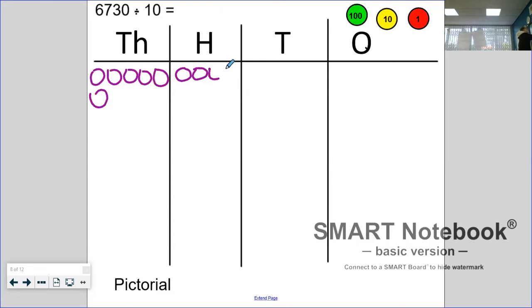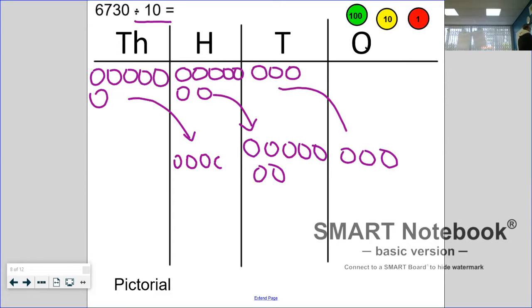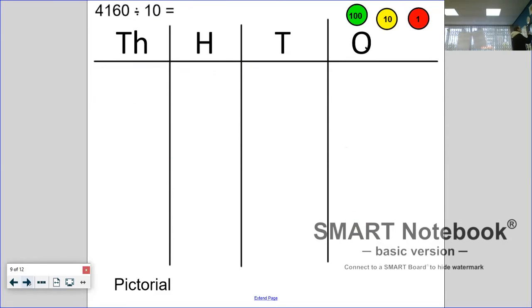Right, next one. 6,730. Dividing by 10, so I'm making them 10 times smaller. So my tens come over to my ones, my hundreds come down to my tens, and my thousands come down to my hundreds. So now I have 6 hundreds, 7 tens, and 3 ones. 673. Feel free to pause the video anytime and have a go yourself.